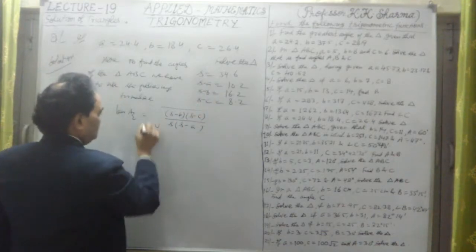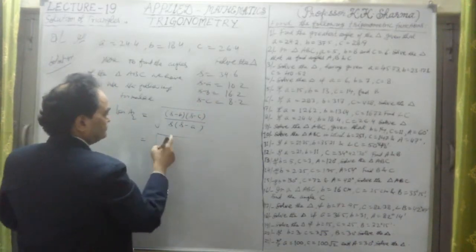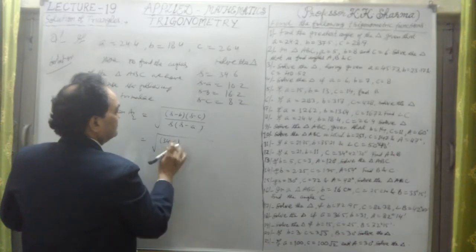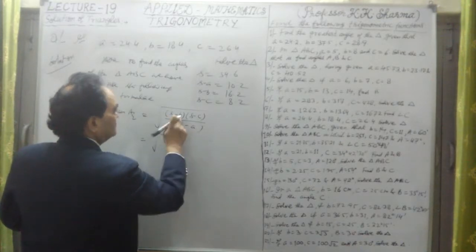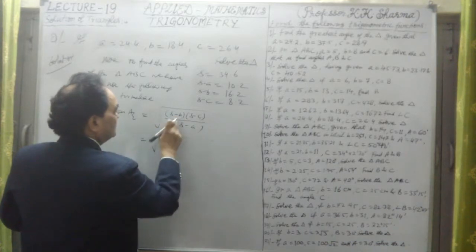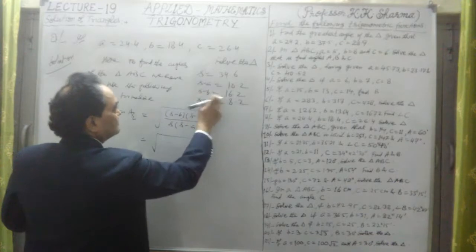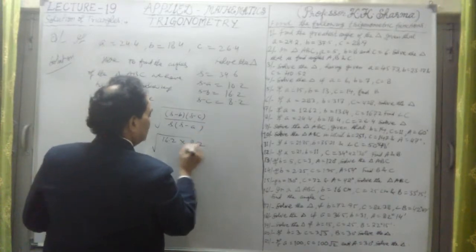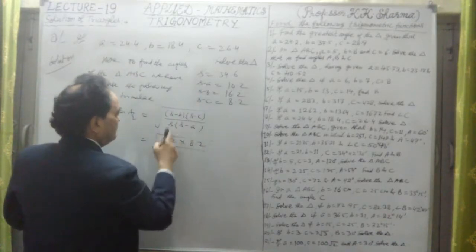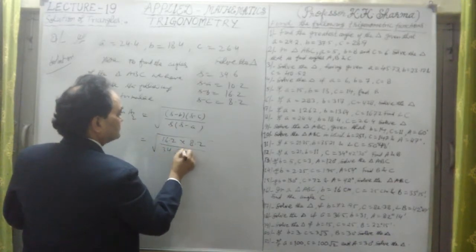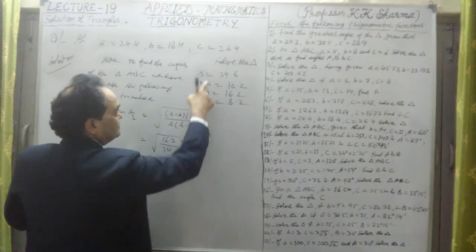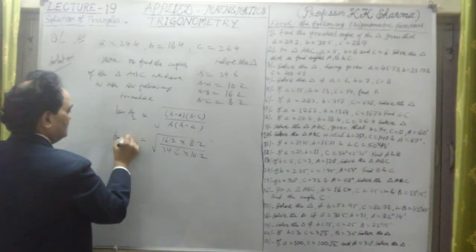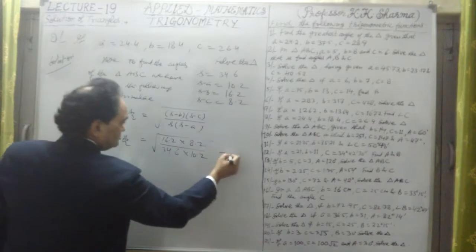Substituting these values, it is equal to the square root of S minus B, which is 16.2, into S minus C, which is 8.2, divided by S, which is 34.6, into S minus A, which is 10.2. Therefore, this is tan A by 2. This is equation number 1.